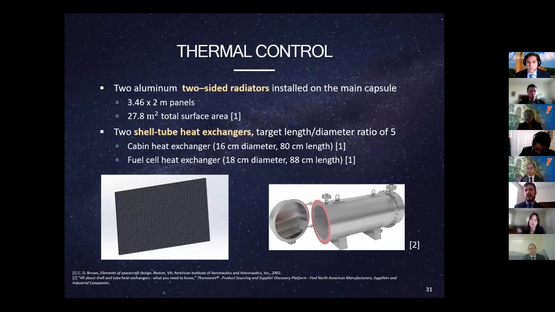We also installed 2 two-sided radiators, flush to the EEV, for the active control system. They're both around 3.5 by 2 meters, and with both sides around 28 square meters of total surface area for the radiators to do their job of expelling heat. We also have 2 shell and tube heat exchangers. One is the cabin heat exchanger that Zach talked about earlier, and the other is a heat exchanger installed with the fuel cells to help mitigate the heat from them. And they have a length to diameter ratio of 5 and are around 15 to 20 centimeters in diameter.